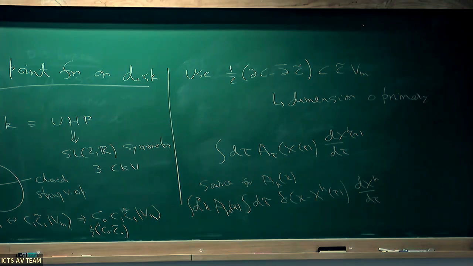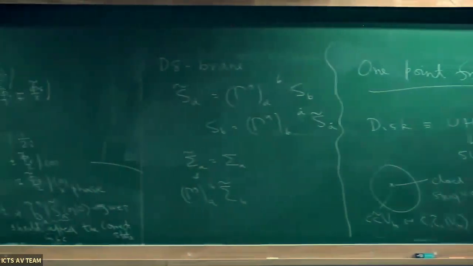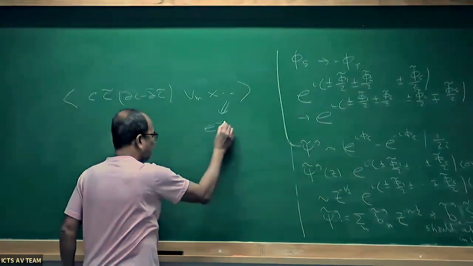So if you look at that expression over here, you have some expectation value of the form c tilde (del c minus del bar c tilde) times other things. These are the e to the minus phi factors.